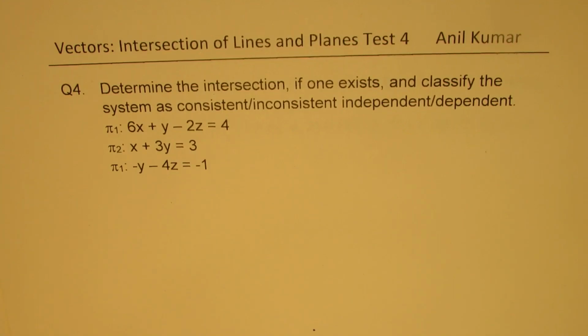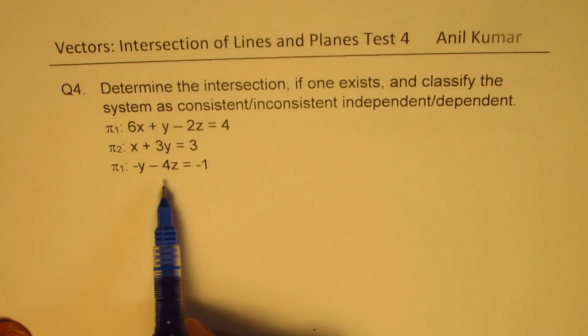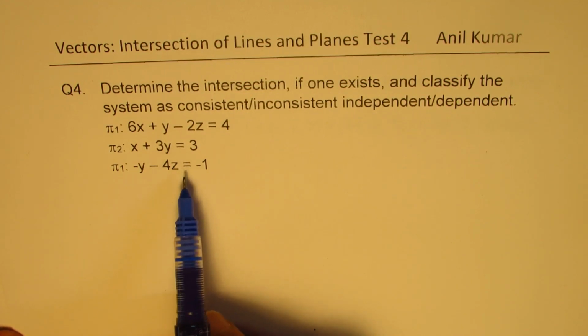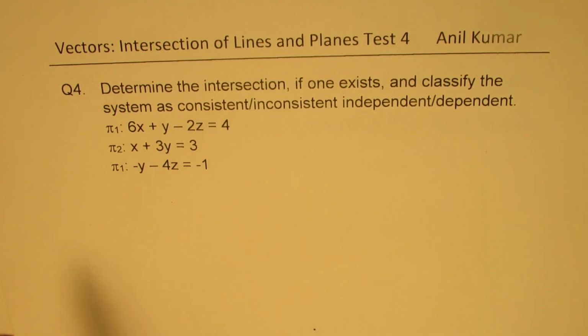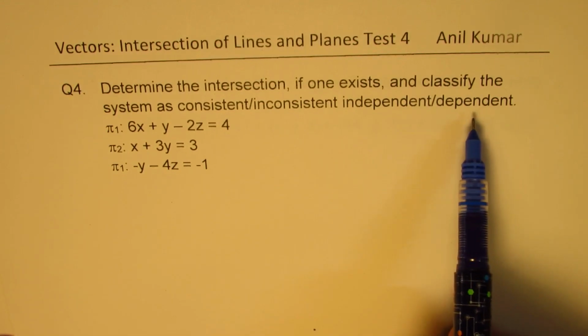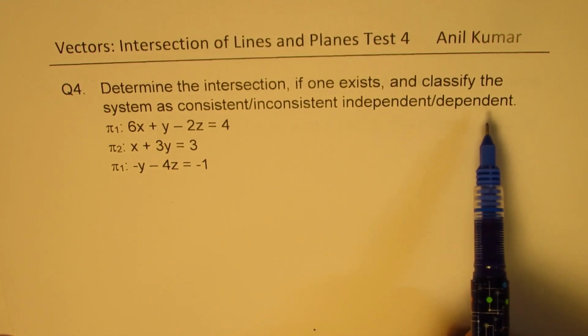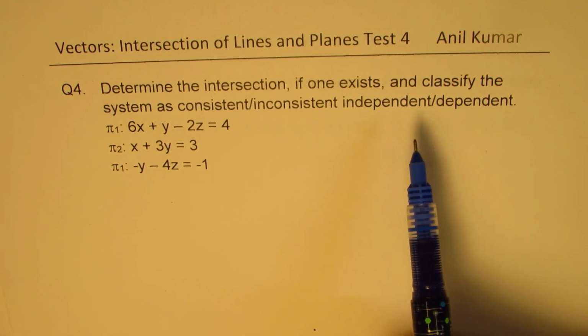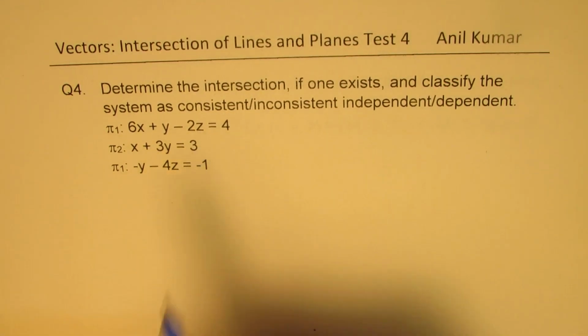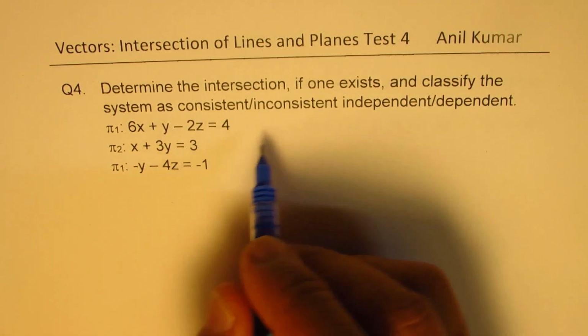Here's question number 4. Determine the intersection, if one exists, and classify the system as consistent, inconsistent, independent, dependent. So we're given equations for 3 planes. If the solution exists, it will be consistent, right? Now, independent and dependent means if we have same planes or scalar multiples of normals, then they are dependent, otherwise they are independent, right? We'll use augmented matrix to solve this system.